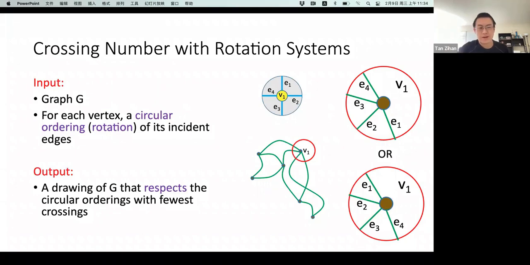So let's look at this problem again. The input is not only the graph G, but also, for each vertex, a circular ordering on all its incident edges. Here we place a circular ordering, but we allow the flip to be chosen arbitrarily. So the planar drawing is unique up to flip. When we find the drawing, it can enter this in the clockwise order, or in the anti-clockwise order. This is just a technical detail that we will not focus on today. The output is a drawing that respects all these orderings and has as few crossings as possible.